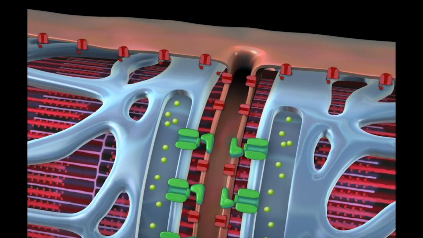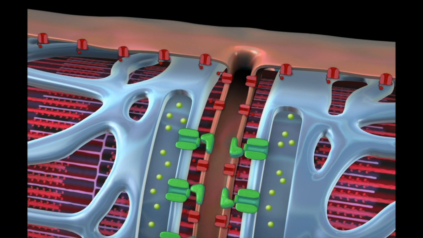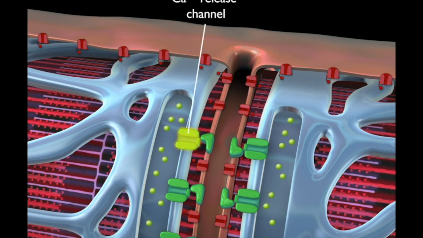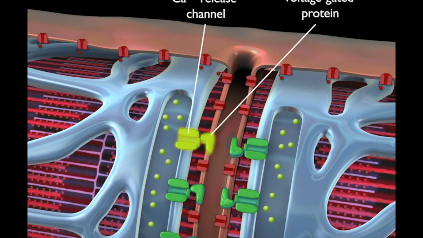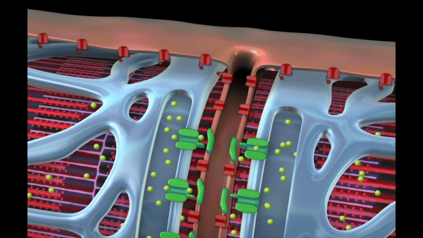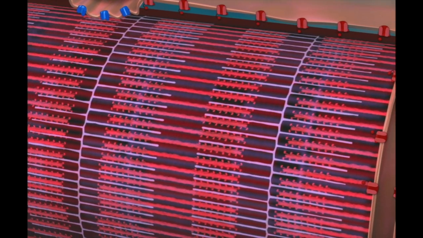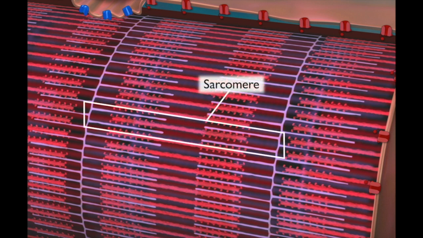The membranes of the T-tubule contain voltage-gated proteins. These proteins link to calcium release channels in the terminal cisterns. Together, the voltage-gated proteins and the calcium release channels control the release of calcium into the sarcoplasm. The calcium ions from the sarcoplasmic reticulum activate the sarcomeres of each myofibril.